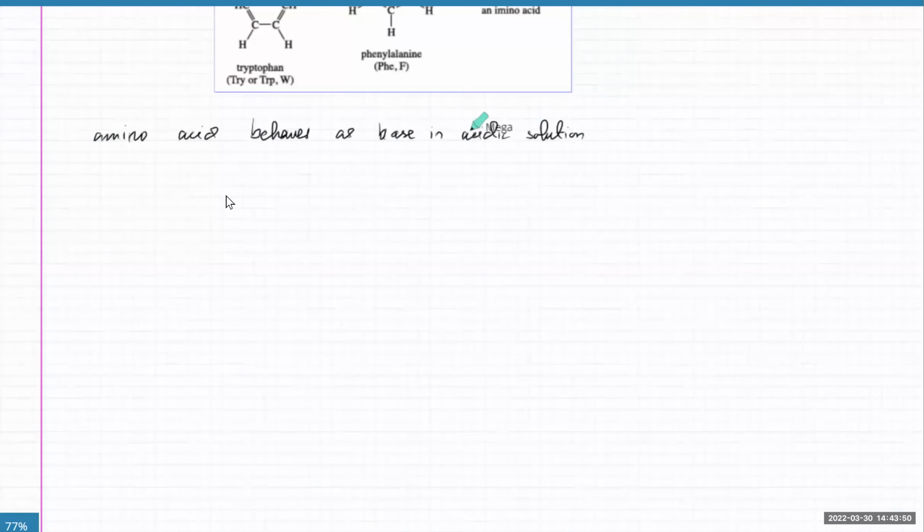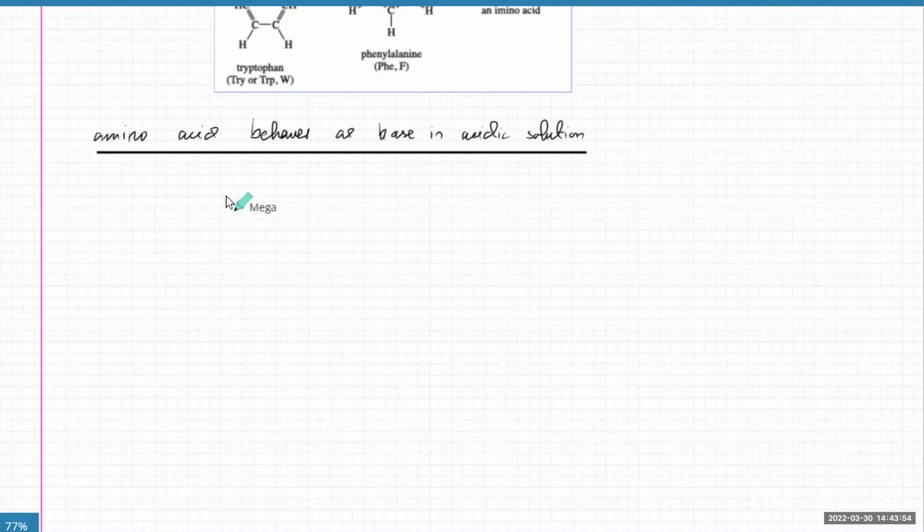So the amino acid behaves as a base because it can do both things. So if the solution has a lot of H plus 1 ions, they're going to ask you for the equation, what will happen to it. If the solution is acidic, that means it's got a lot of H plus 1 ions. So in the presence of H plus 1 ions, the base and its lone pairs will be the ones gaining H plus 1 ions.